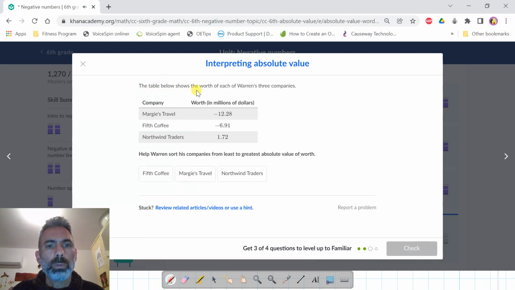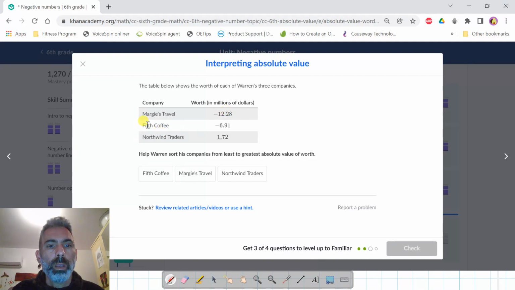The table below shows the worth of each of Warren's 3 companies. Margie's Travel, -12.28, worth in millions of dollars. Okay, so here he is in trouble because his company's worth is in negative terms, so it means the company has a debt of $12.28 million.